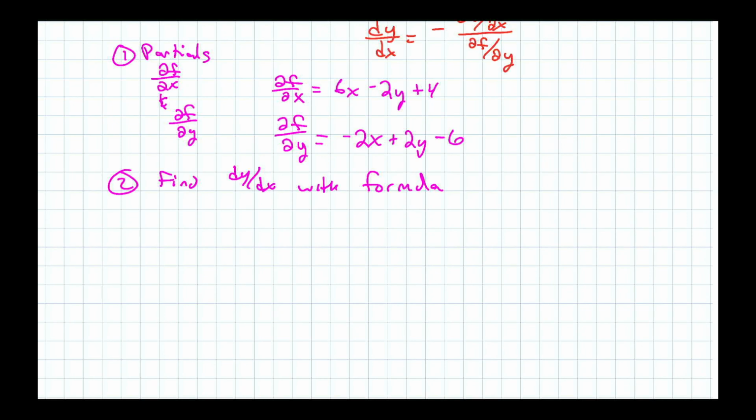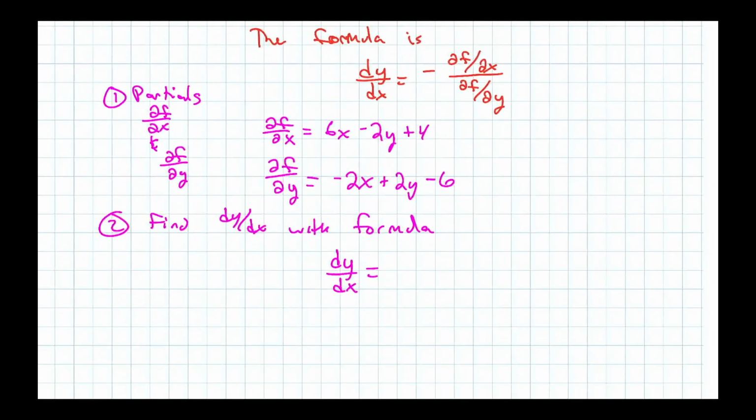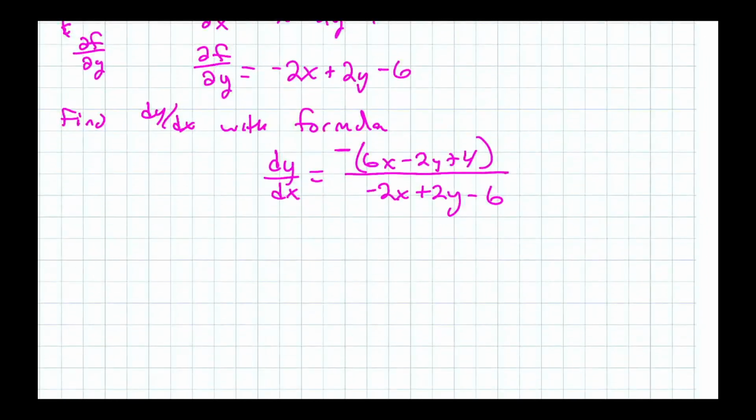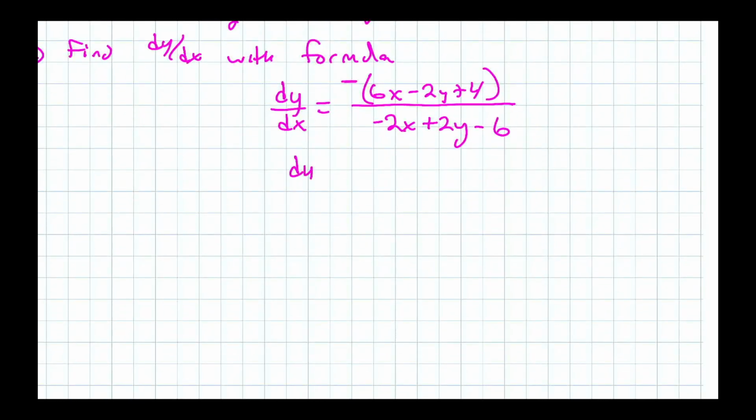So you need to know to look up that formula. And so dy dx is, according to our formula, just negative, and then you put the x derivative on top and the y derivative on the bottom. So x derivative on top, it's 6x minus 2y plus 4, negative, and then on the bottom, the y derivative, negative 2x plus 2y minus 6. And you can simplify this however you want, depending on how much effort you want to put into this.